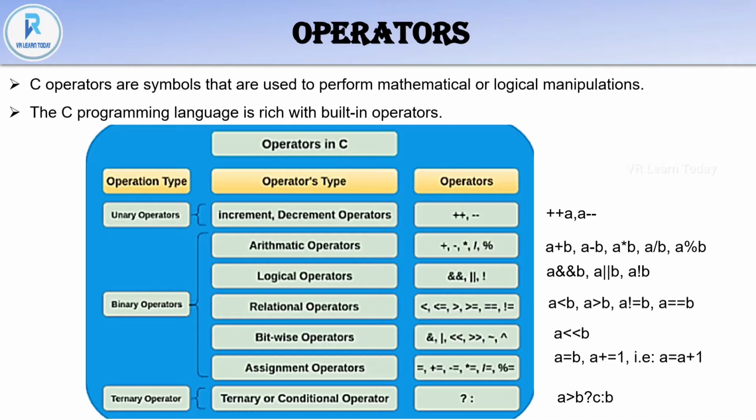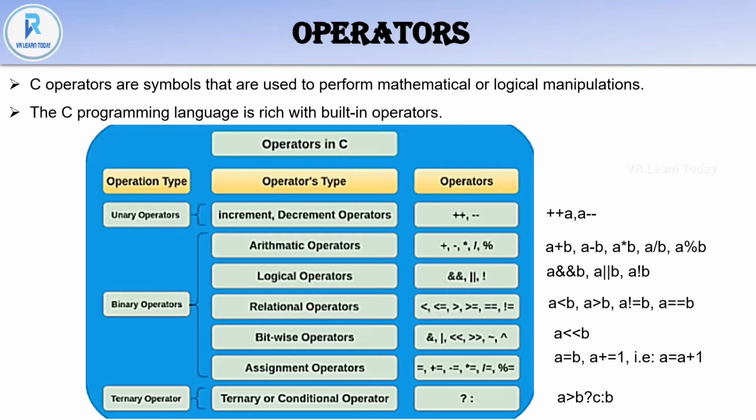First we have to know what an operator is. C operators are symbols that are used to perform mathematical or logical manipulations. The C programming language is rich with built-in operators. Operators in C have types: first unary operator, binary operator, and ternary operator. According to this we can divide the operator types.